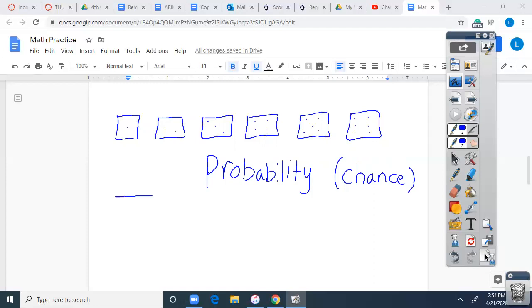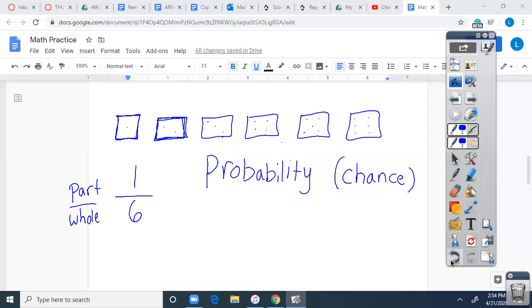What is the probability that I will roll a 2? Your answer is going to be in a fraction. The probability is part over whole. The probability of me rolling a 2 is just this one right here. I just have one chance to do it. One out of how many different options do I have? 1, 2, 3, 4, 5, 6, right? I have 6 different numbers that I could roll. The probability of me rolling a 2 would be 1/6, not 2/6.